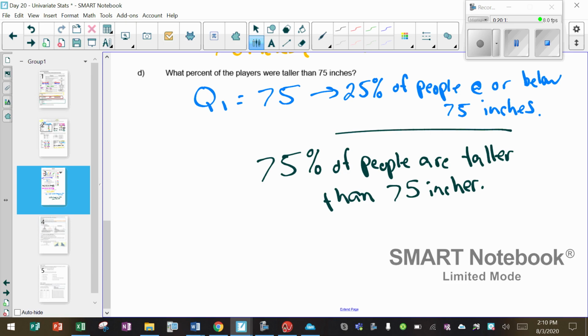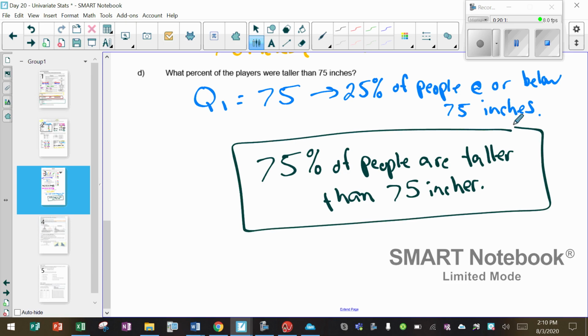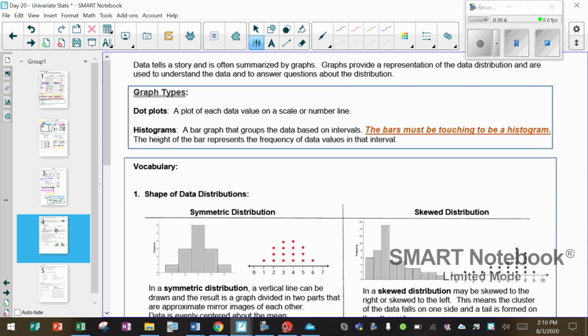So 25% of the people are below, because that is exactly what the Q1 score tells us. Okay, Q1, the first quarter, 1/4 is 25 cents, which is 25%. So 1/4 of the people are 75 inches or shorter. That means 3/4 of the people, or 75%, are taller than 75 inches. All right, we're doing well, doing well.